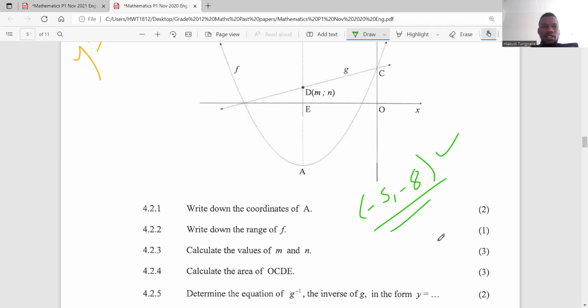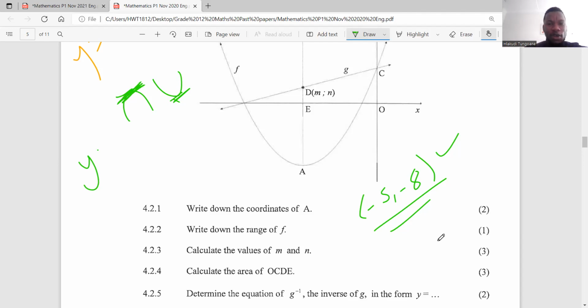Okay, they say write down the range of f. Remember, the range is the set of all y values that your graph can take. For quadratic functions, the range is y is an element of all the numbers, but y is restricted by either the maximum or the minimum. If your graph has a minimum, then it takes all the y values starting from the minimum going upward. If your graph has a maximum, then your range is all the y values from negative infinity up to the maximum.